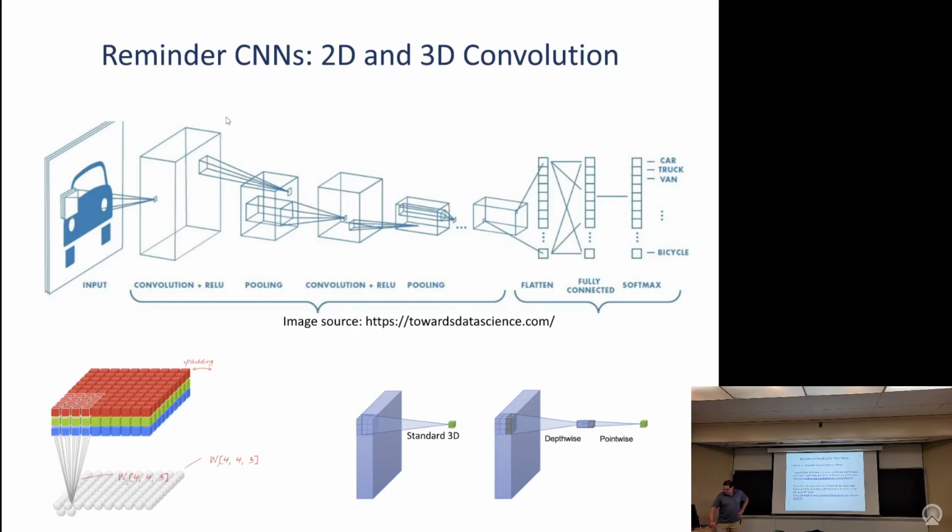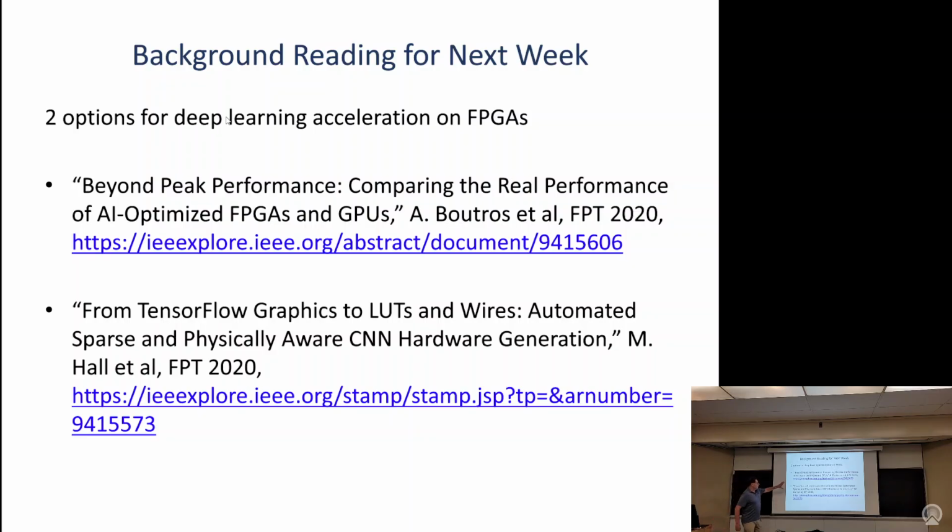Okay, background reading for next week. Basically, it's two of the papers that we're going to talk about today. I'm going to use these as examples of deep learning on FPGAs. You can find a huge number of papers on deep learning for FPGAs, so you can go off and find way more of these if they interest you. But these two highlight two different design approaches, and we're going to talk about both of them today. So you're going to have a pretty good idea of what's in each of these papers anyway.